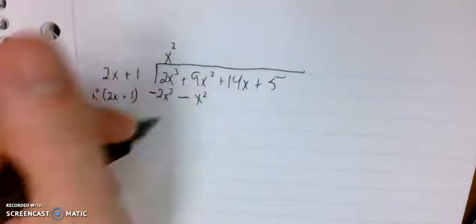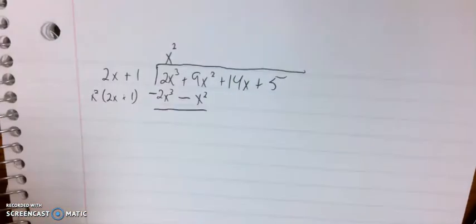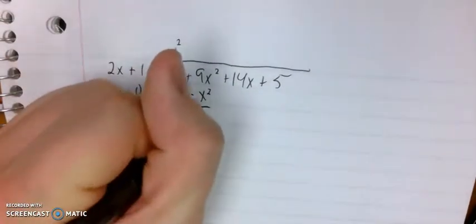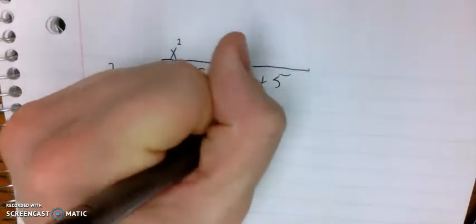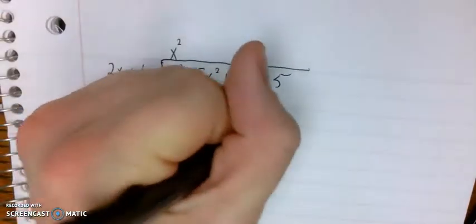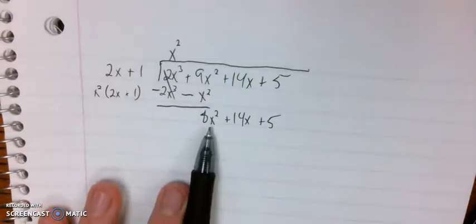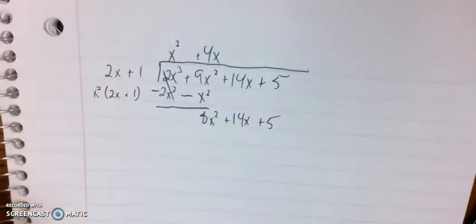So when I find the difference, I need to make everything become the opposite. So whatever was positive is now negative, negatives turn positive, so on and so on. First terms will cancel. 9x squared minus x squared, I get 8x squared, and drop down everything else, plus 14x plus 5. Now we start that process over again. How do I turn a 2x into an 8x squared? Well, I need to multiply by a positive 4x.